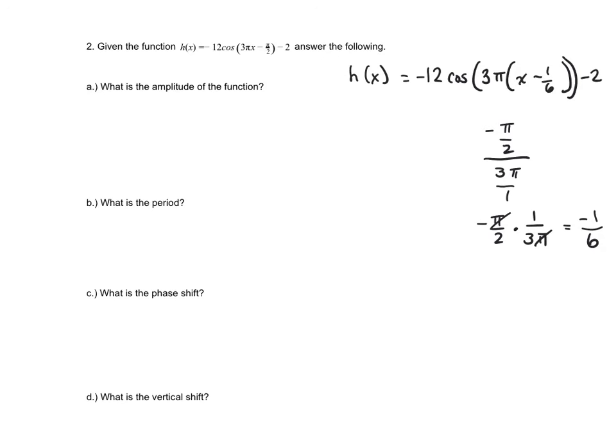Now amplitude is always the absolute value of the number in front. So it's the absolute value of -12, so it's 12. And that's the distance, remember, from the midline to the top and bottom.